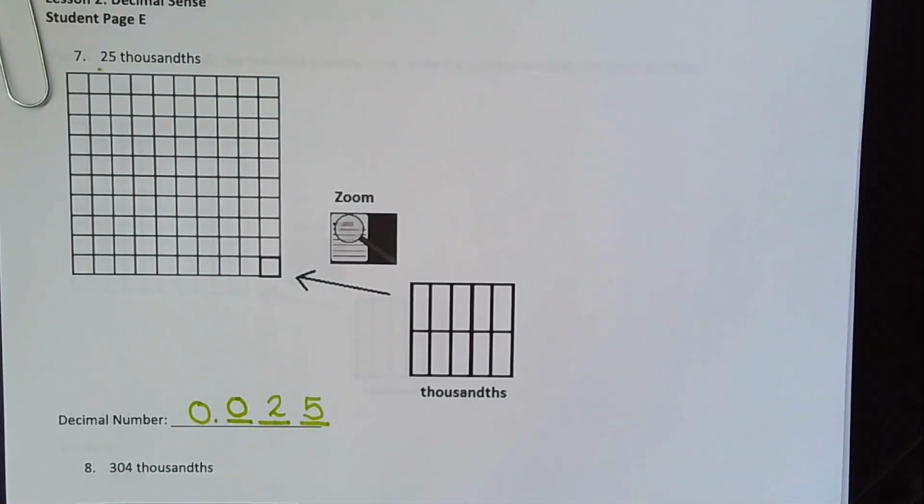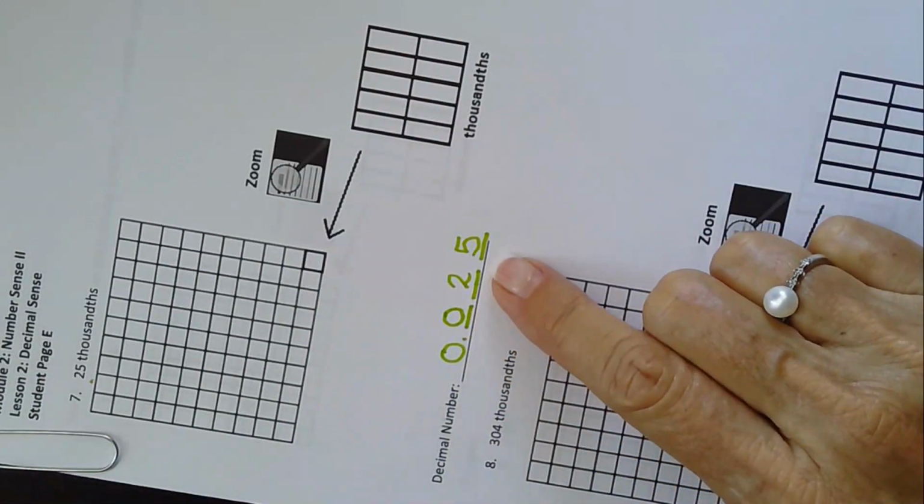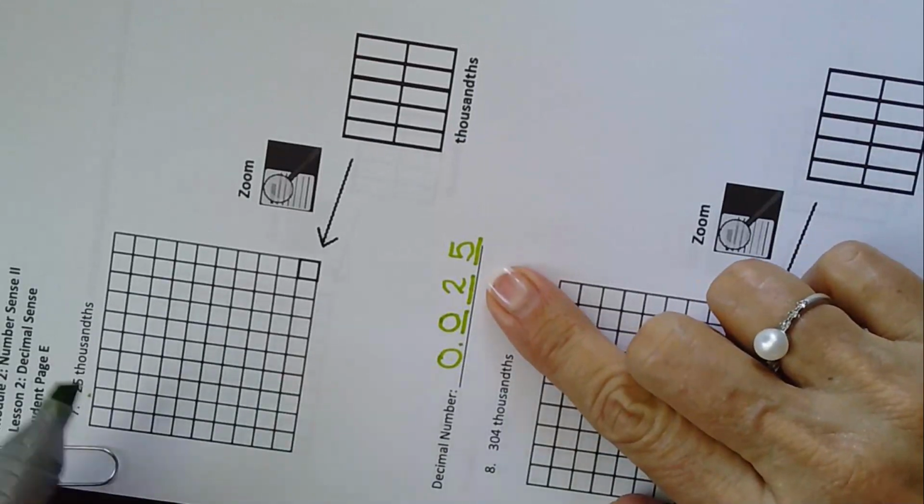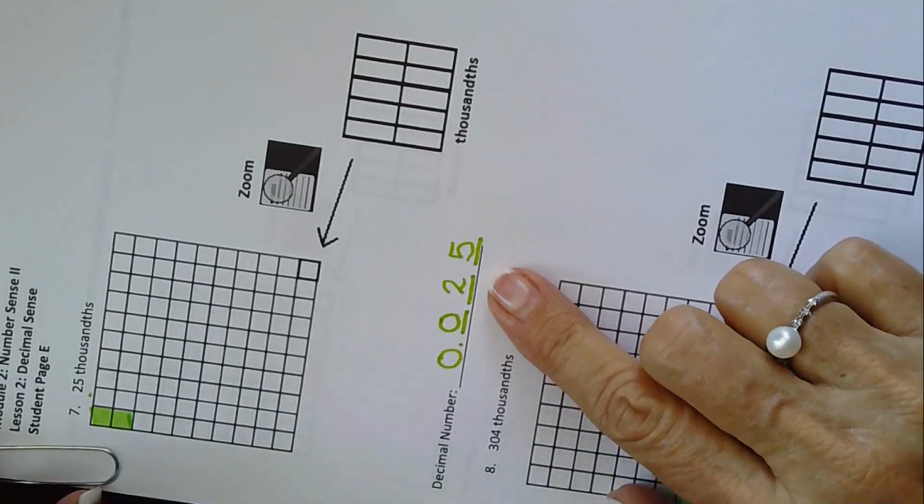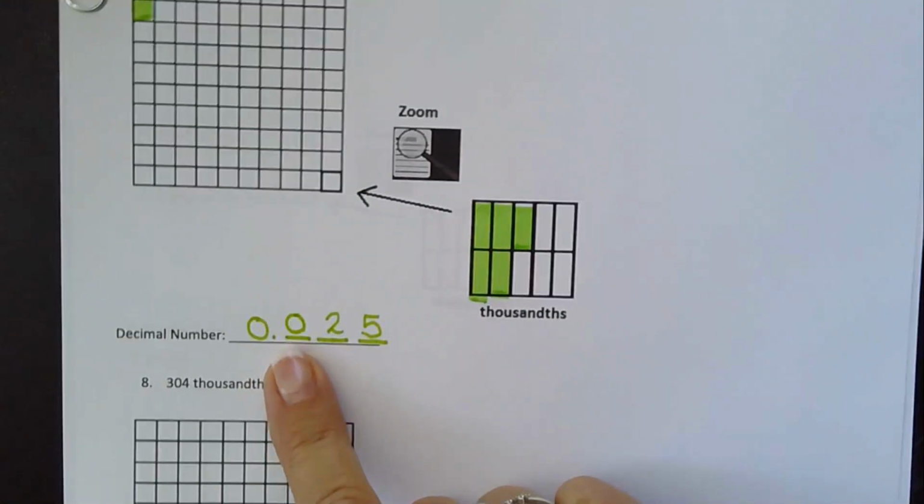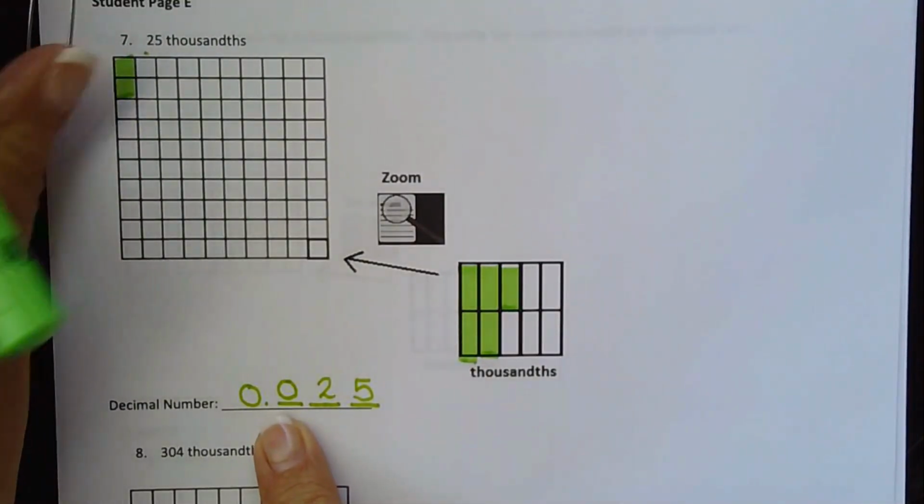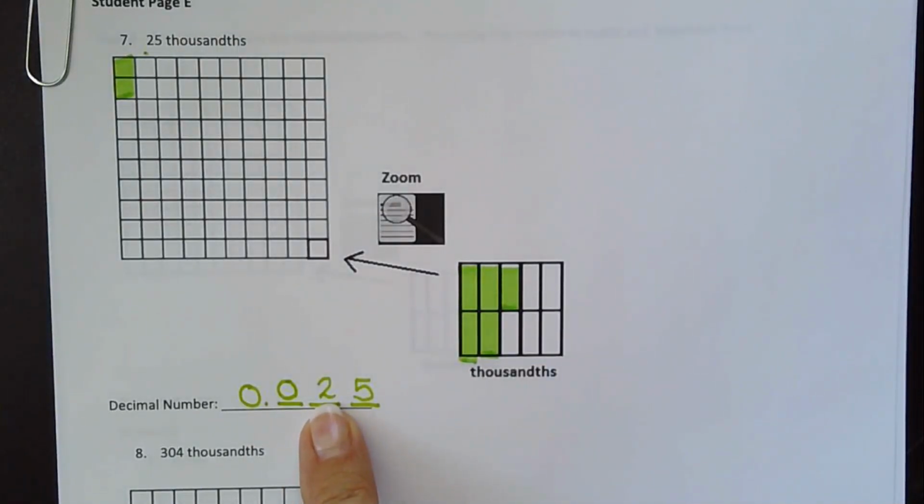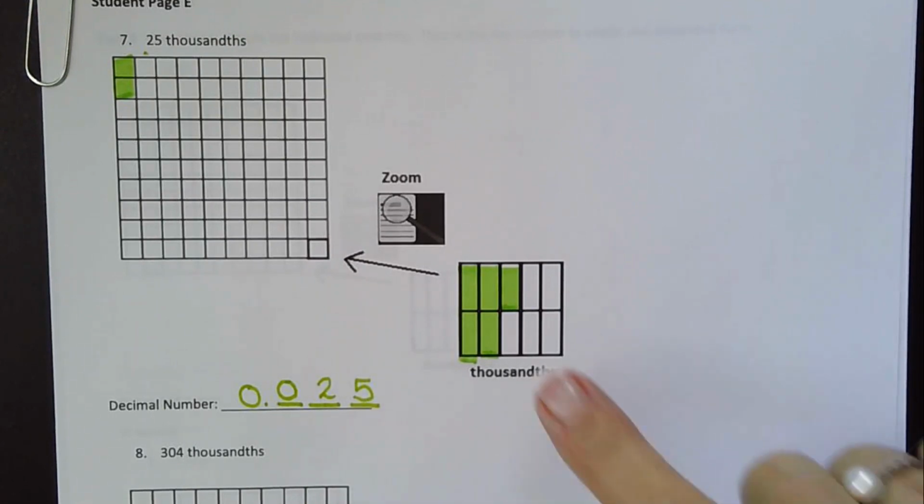So now I can do my coloring. 0 strips, there's no tenths place, or zeros in the tenths place. 2 is in the hundredths place, so that means 2 squares, and 5 is in the thousandths place, that means 5 over here. So 0 strips, 2 boxes, because 2 is in the hundredths place, and 5 rectangles. 1, 2, 3, 4, 5. So no strips because there's 0 in the tenths place. 2 boxes because 2 is in the hundredths place, and 5 in the thousandths place.